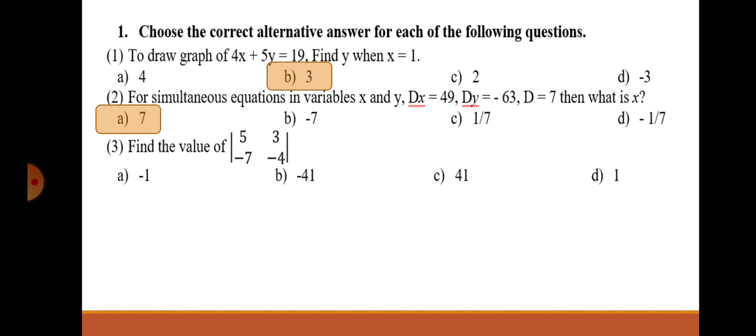Find the value of the given determinant. In a row, it is 5, 3, and minus 7, 4. You have to multiply it crosswise. 5 will be multiplied by 4, which will be 20. Then minus 3 will be multiplied by minus 7, so minus 21. So 20 minus minus 21. So your minus minus will become plus. So your number will be 20 plus 21.